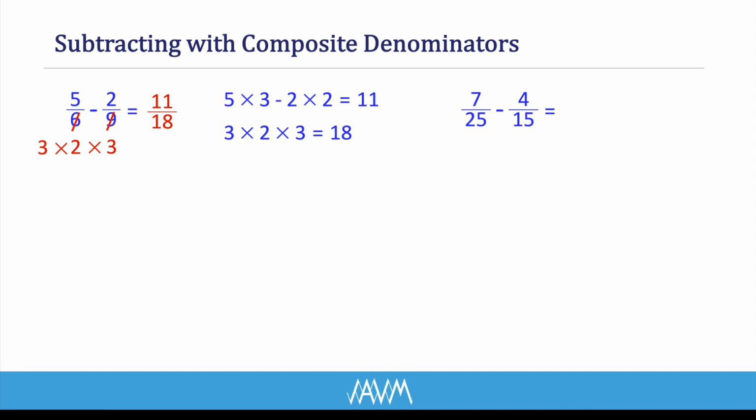Another example, 7 over 25 minus 4 over 15. Here the highest common factor of the denominators is 5. 25 divided by 5 is 5, 15 divided by 5 is 3. Cross multiply and subtract. 7 3s are 21, 4 5s are 20, 21 minus 20 is 1, and then multiply for the denominator. 5 times 5 times 3 is 75, and we have 1 over 75.